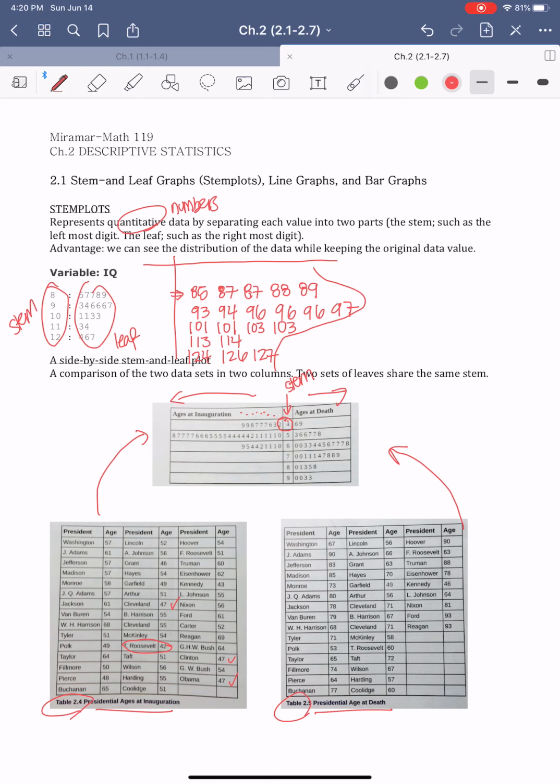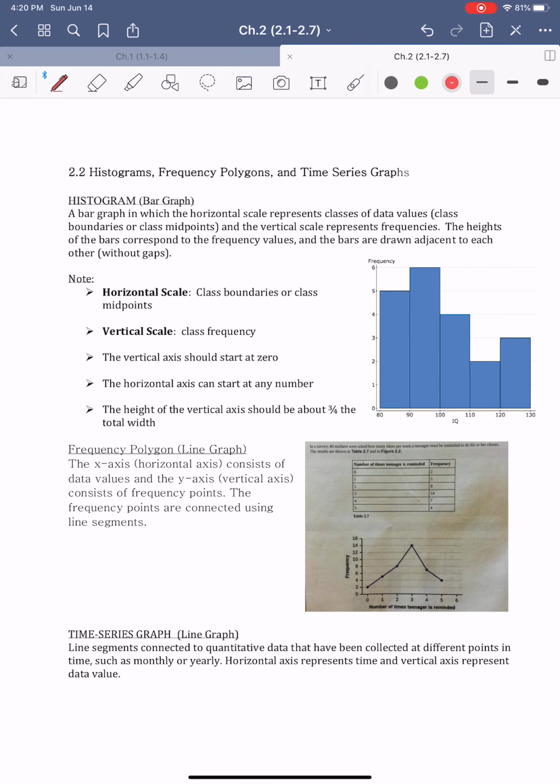We have a 46, 49, and then 53, 56, 56, 57, 57, 58. Let's just double check. There should be one data of 46, which is Kennedy. Okay, so that's one way to organize the data. Let's go to the next page.